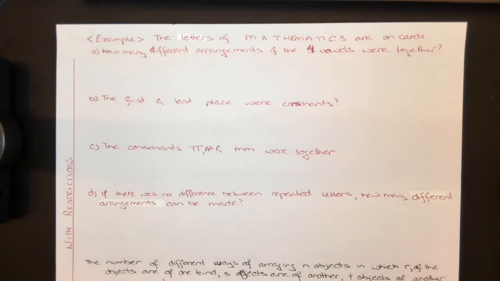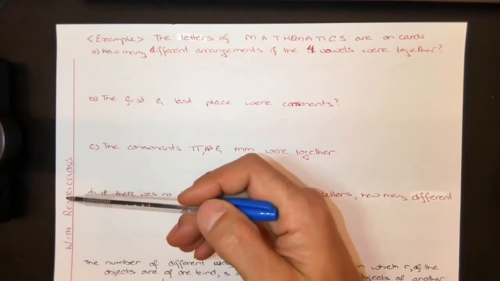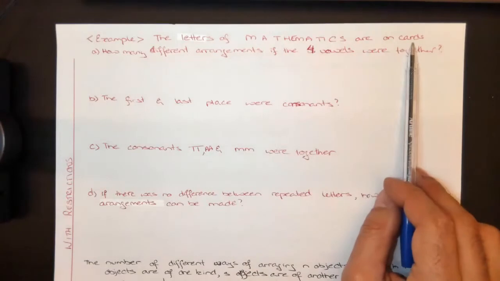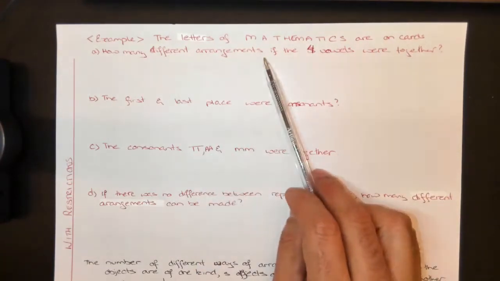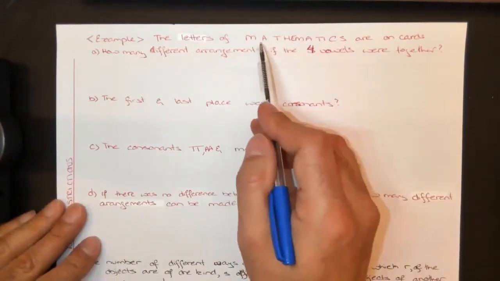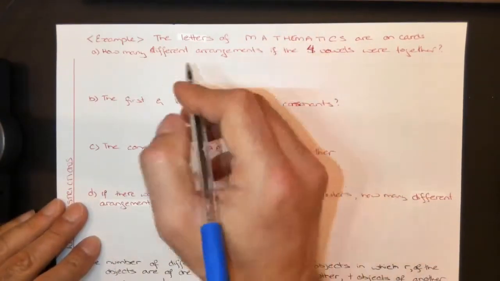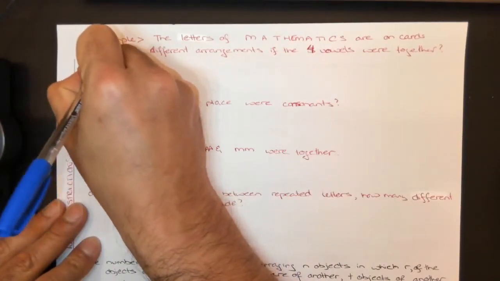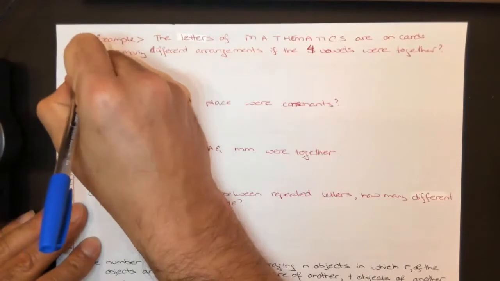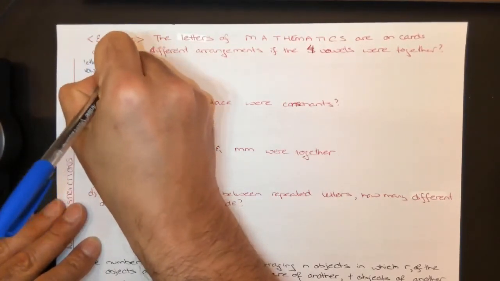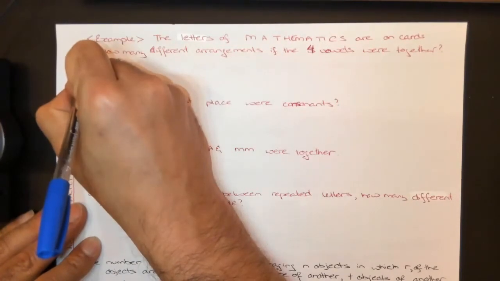Okay, let's look at some situations where there may be a restriction. Okay, so let's imagine the letters of the word mathematics are on a card. So how many different arrangements if the 4 vowels were together? Okay, currently in this situation there is 11 letters. There are 4 vowels. And there are 7 consonants.